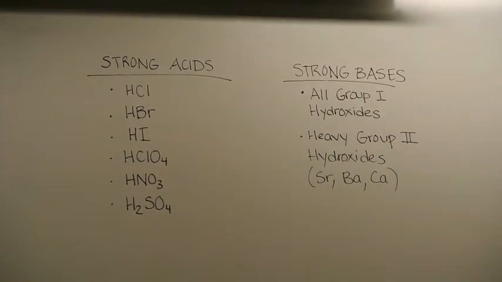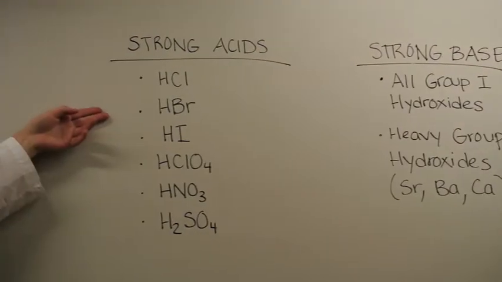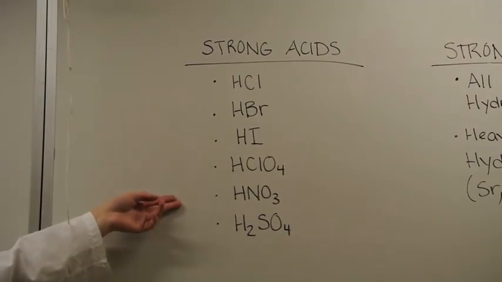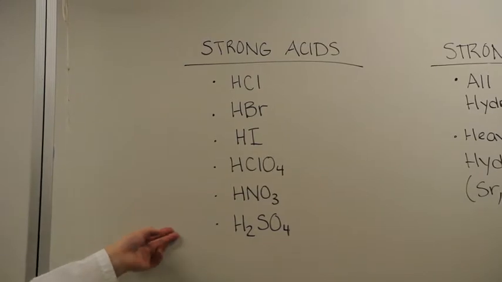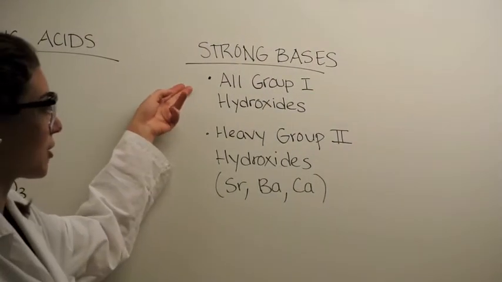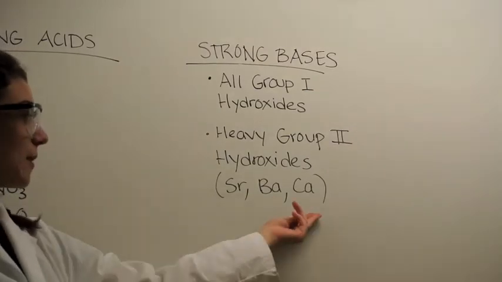Strong acids and strong bases are soluble in solution and completely ionized. There are 6 strong acids: hydrochloric acid, hydrobromic acid, hydroiodic acid, perchloric acid, nitric acid, and sulfuric acid. And the strong bases are all group 1 hydroxides and the heavy group 2 hydroxides: strontium, barium, and calcium.